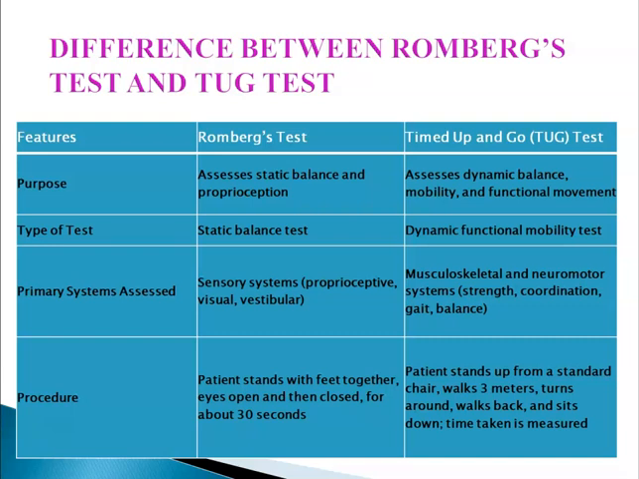The procedure of the Romberg's test is: the patient stands with feet together, eyes open first and then eyes closed, for about 30 seconds. Whereas in timed up and go test, the patient stands up from a standard chair, walks for 3 meters, turns around, walks back, and sits down. The time taken is measured.